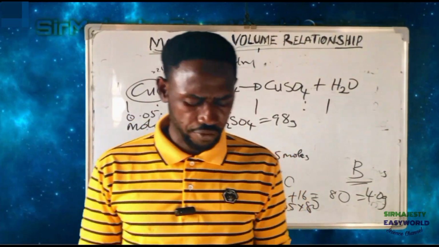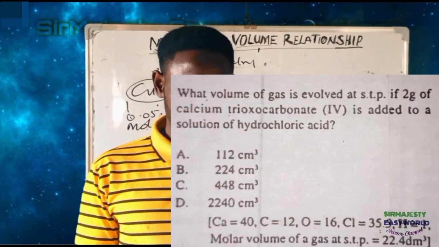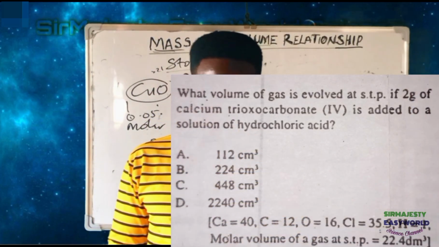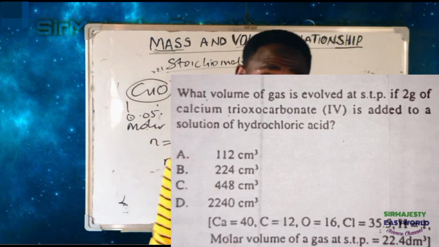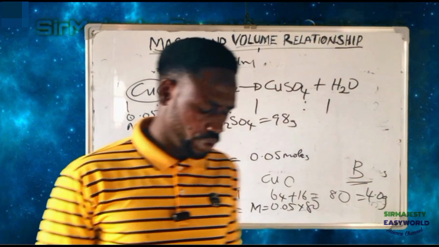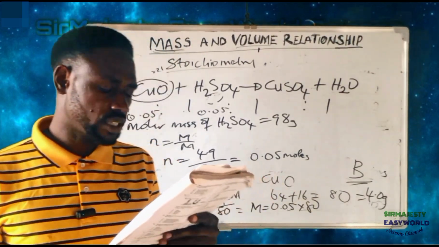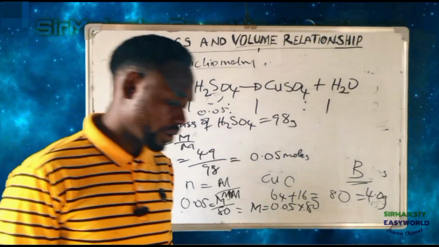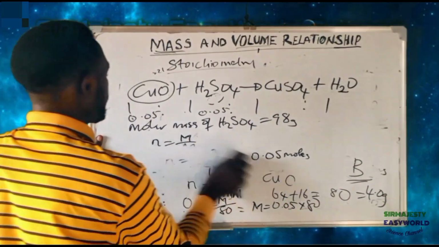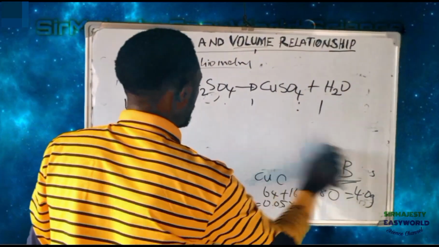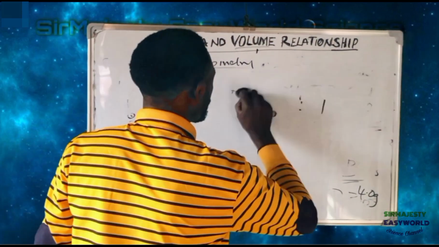The other one, number 4, also says, what volume of gas is evolved at STP if 2 grams of calcium carbonate is added to a solution of hydrochloric acid? So we will follow the same order. We have reactants and products, calcium carbonate and then hydrochloric acid. So we'll balance the equation. Remember, the first step is to write the chemical equation and balance it, and get the mole ratios.